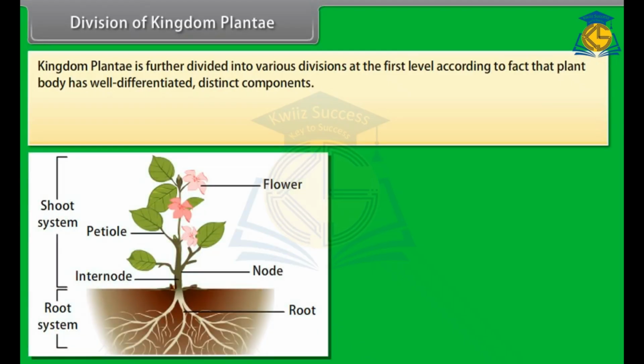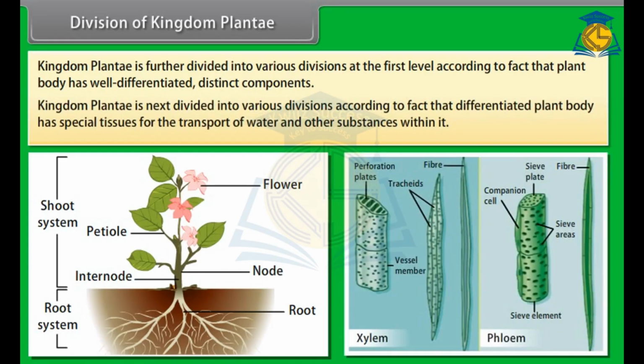Kingdom Plantae is further divided into various divisions at the first level, according to the fact that the plant body has well-differentiated, distinct components. Kingdom Plantae is next divided into various divisions according to the fact that the differentiated plant body has special tissues for the transport of water and other substances within it.